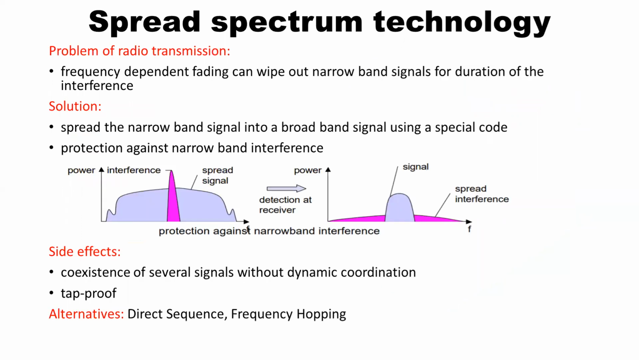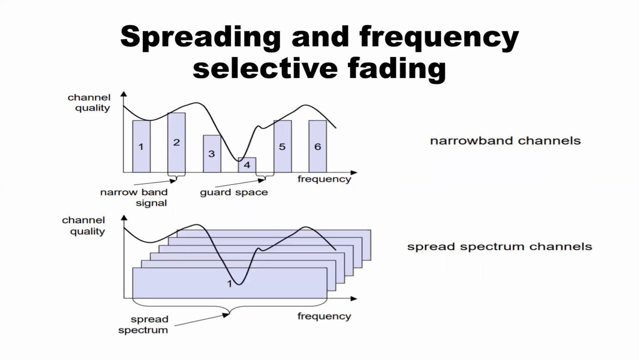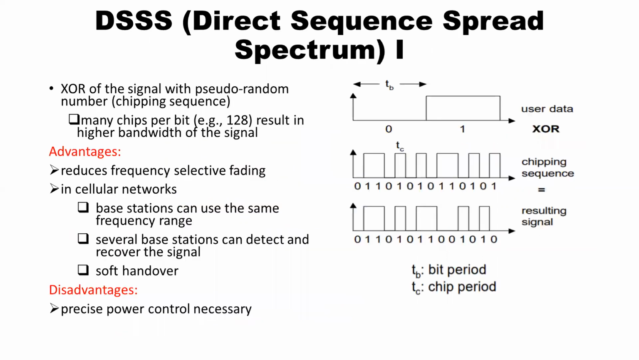Spread spectrum technology. Problem of radio transmission: frequency dependent fading can wipe out a narrowband signal for the duration of the interference. Solution: spread the narrowband signal into a broadband signal using a special code, protecting against narrowband interference. Side effects: coexistence of several signals without dynamic coordination, tap-proof. Alternatives: direct sequence, frequency hopping. Effects of spreading and interference, spreading and frequency selective fading.